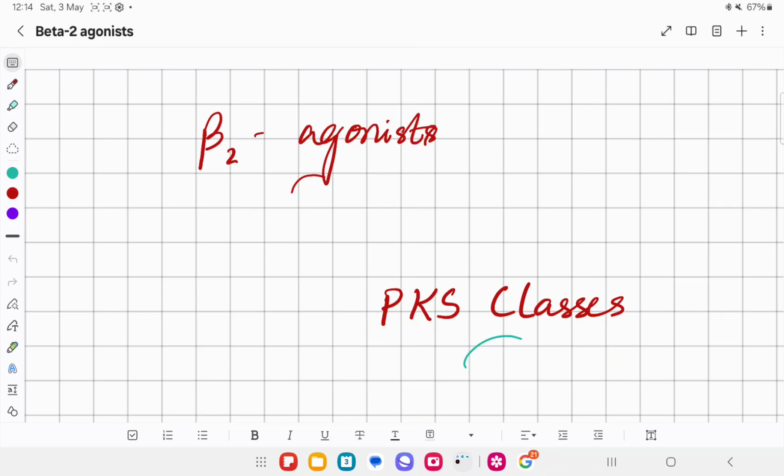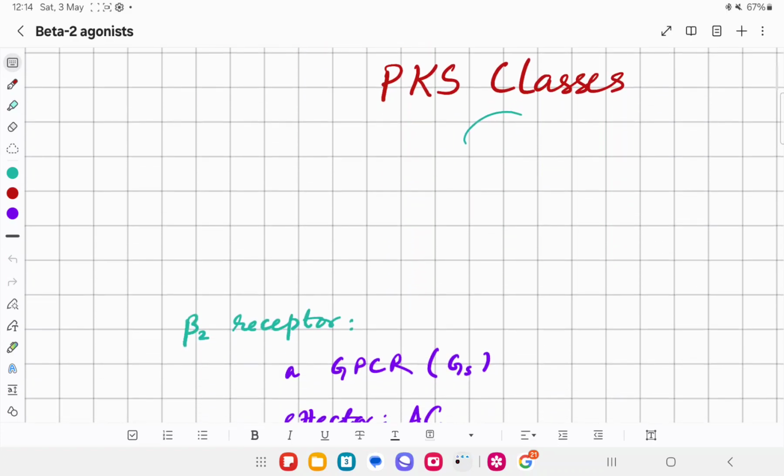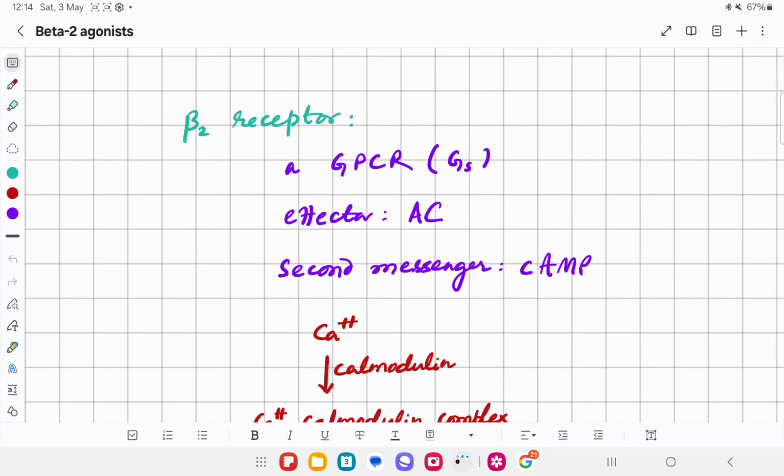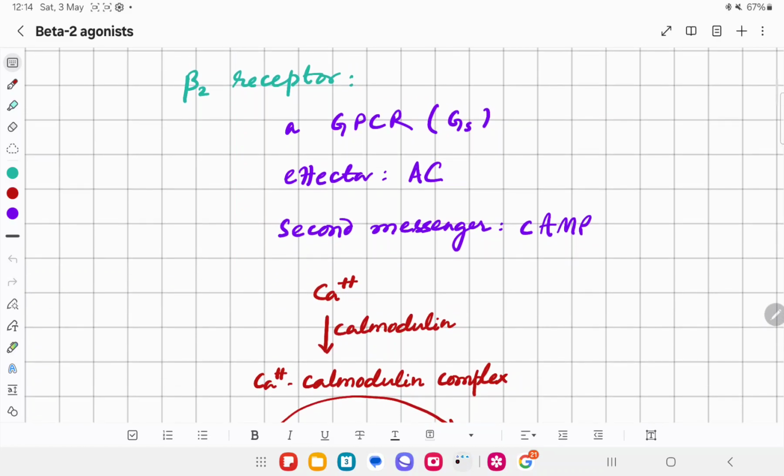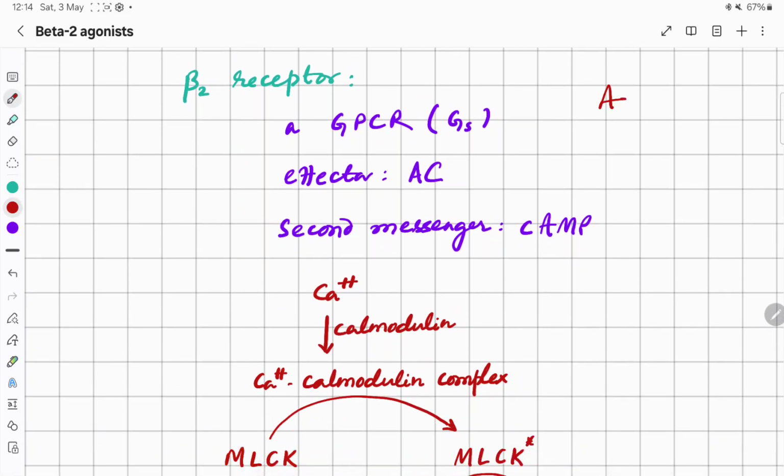Today we will study beta-2 receptor agonists. Beta-2 receptor is an adrenergic receptor. Adrenergic receptors are of two types, alpha and beta. Alpha is of two types, alpha 1 and alpha 2. Beta is of three types, beta 1, beta 2 and beta 3.